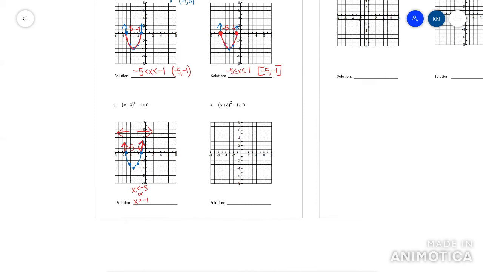Or in interval form, it would be everything from negative infinity to -5 or everything from -1 to positive infinity. You're answering using x values. So you came from negative infinity and you're going to positive infinity, like that. Okay, this next one is the same graph.